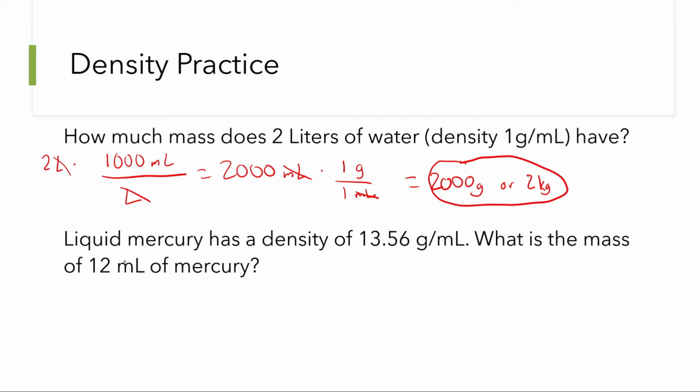The second problem is a little more difficult. This one asks, liquid mercury has a density of 13.56 grams per milliliter. What is the mass of 12 milliliters of mercury?